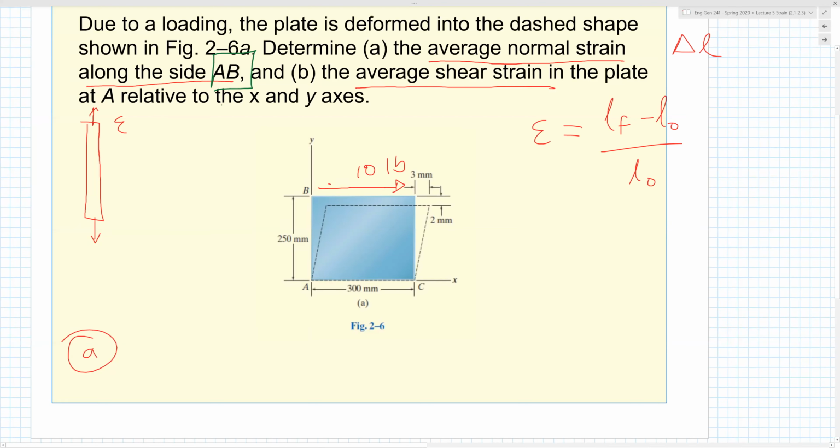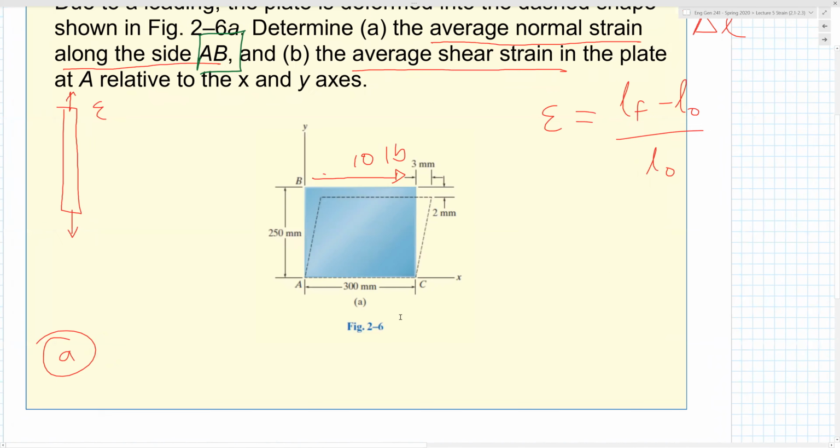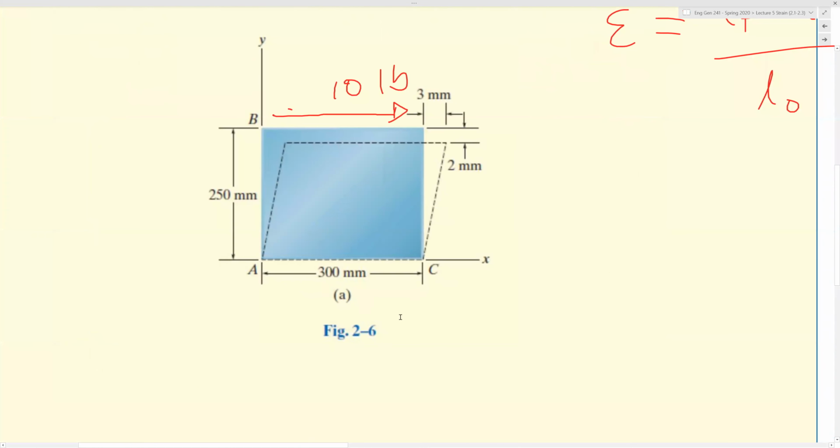So remember, before, after, right? We don't care about anything in between. Just like the bar, we actually compensated for the in-between, but here we're just going to look at the before and after. That's why it's average, right? So I'm going to zoom in, okay? So line segment AB is this line segment. Do we all agree? Okay. So that's a line segment.